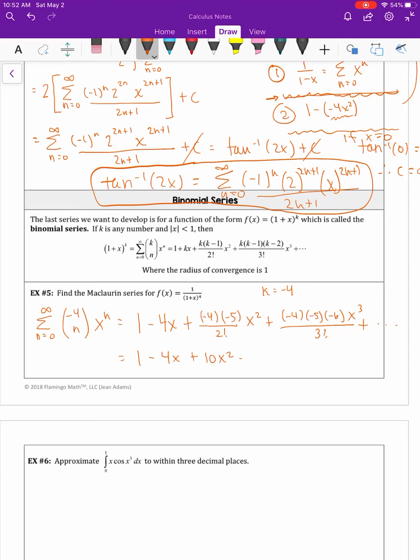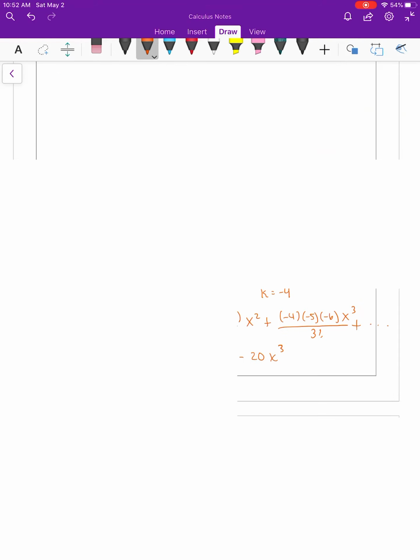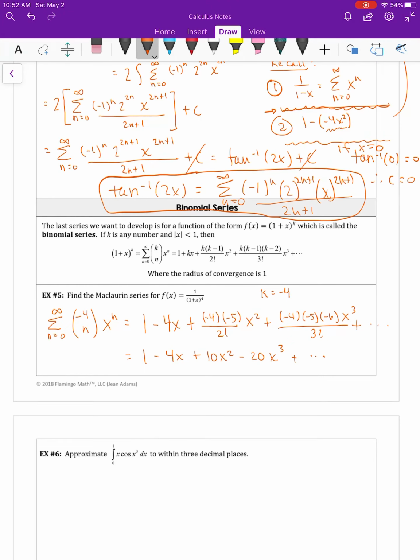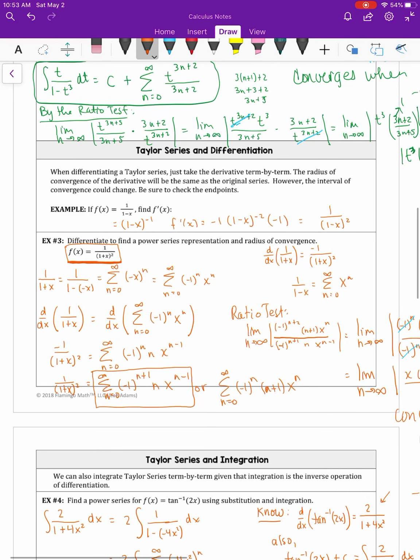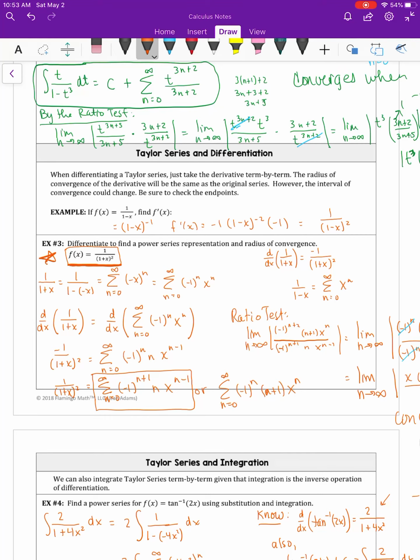Okay, so now let's go ahead and simplify. 1 minus 4x plus, if I take this, I get 20 divided by 2, this is going to be 10x squared. This next one, 20 times 6, this is going to be -120 over 6, so this is going to be -20x to the 3rd. Plus dot, dot, dot. Okay, so that's your Maclaurin series for f of x equals 1 over 1 plus x to the 4th, which is a binomial series using that binomial series for k equal -4.